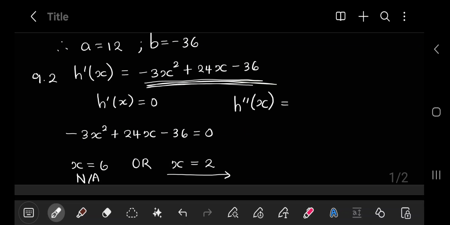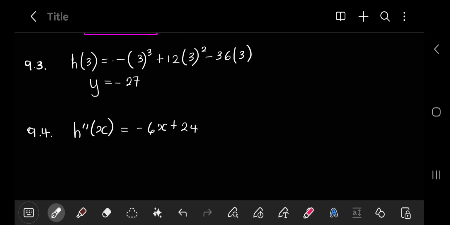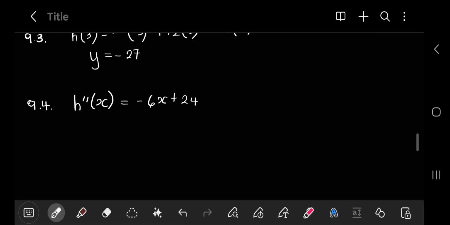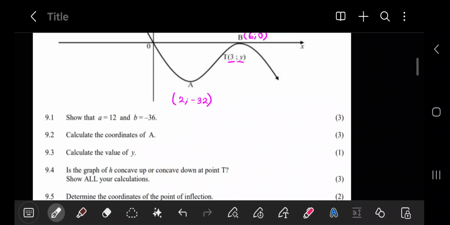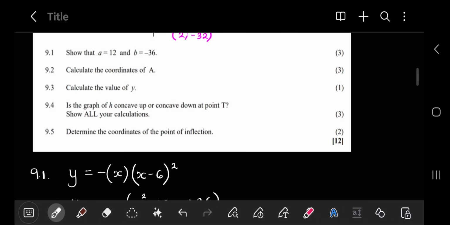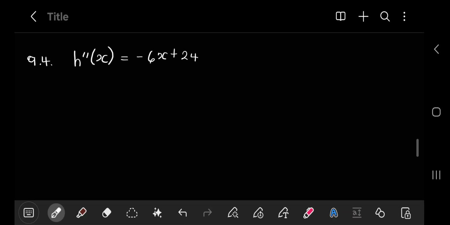I'm just going to write it here while I can see the equation. Second derivative is going to be first term becomes negative 6x and second term becomes plus 24. Okay, so I've just carried that step all the way down. Now here's my second derivative. And what are we concerned with? We want to know at the point T specifically, is the graph concave up or concave down at that point? Since we know that the x value of T is 3, let's substitute that x value into our second derivative. So we're going to have h double prime of 3. And let's see what we get.